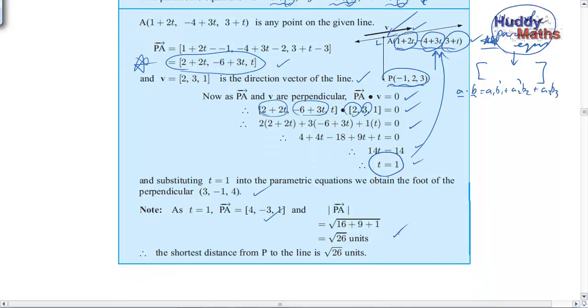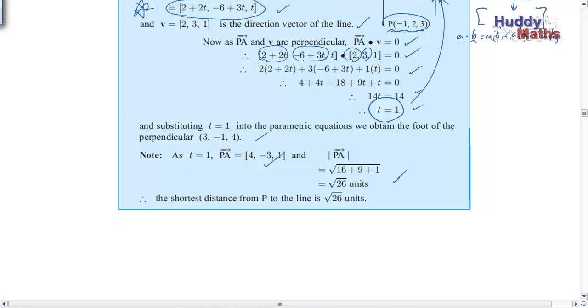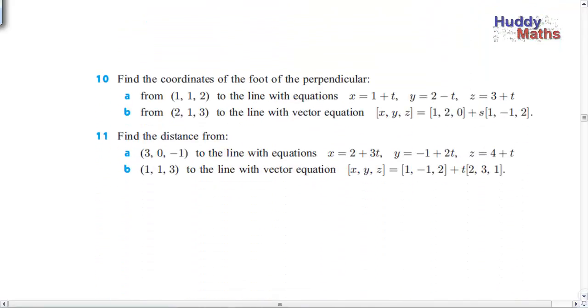All right, let's have a go at doing some. So here we are, 10 and 11. Okay, find the coordinates of the foot of the perpendicular. You will say the general point on the line is given by those coordinates. Okay, and then find t. Remember, t specifies a particular point. Once you do that, you stop the growth of the line.